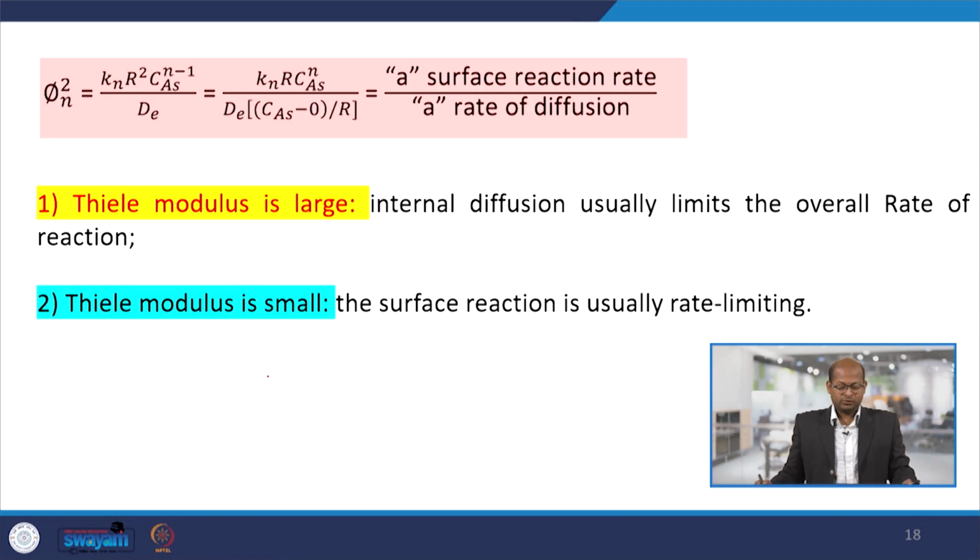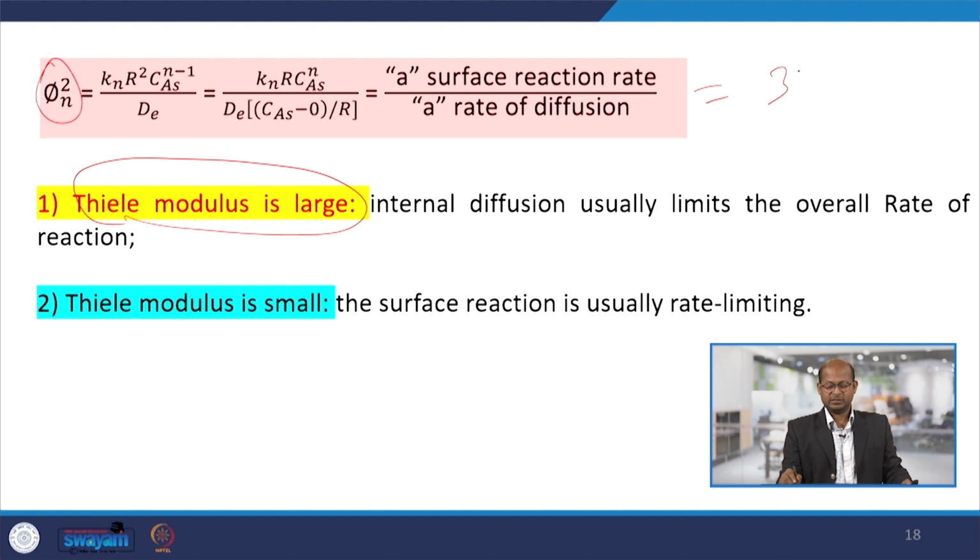Now, let us say this value of the Thiele modulus is very large, let us say 30 is coming, or it may be 0.1 is coming for phi n square. So, this is a small value, this is a large value. What does this small or large value signify? It indicates surface reaction relative to diffusion. If it is a large value, it means the surface reaction is more and diffusion is less, and if it is a small value, it means the diffusional rate is more and the surface reaction is less.